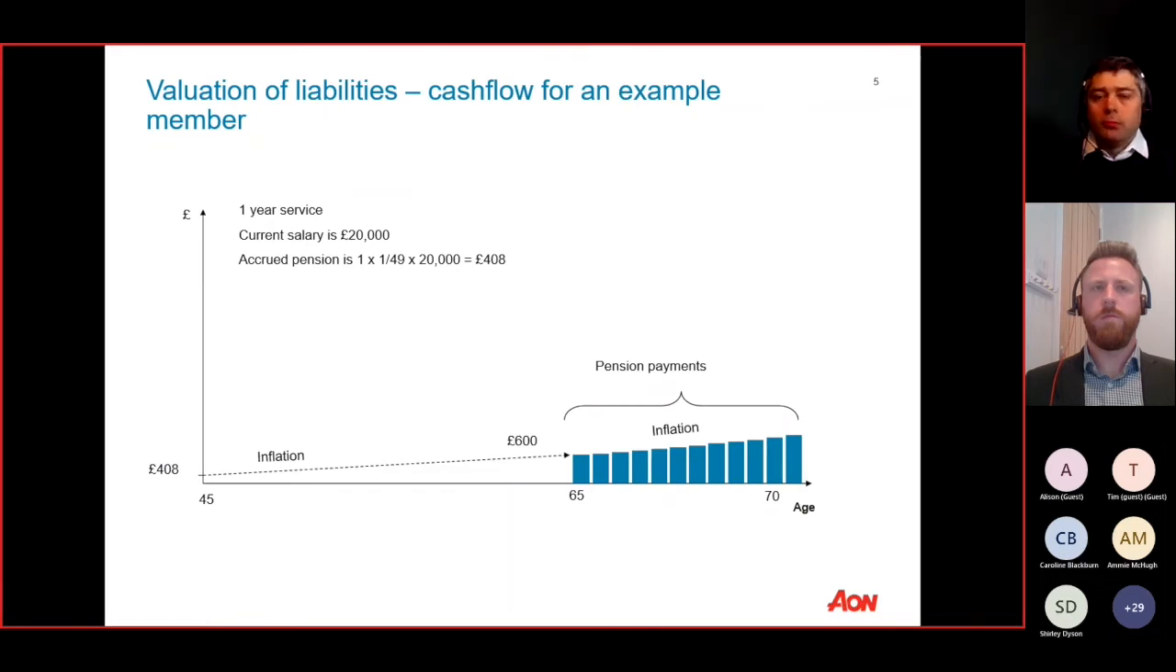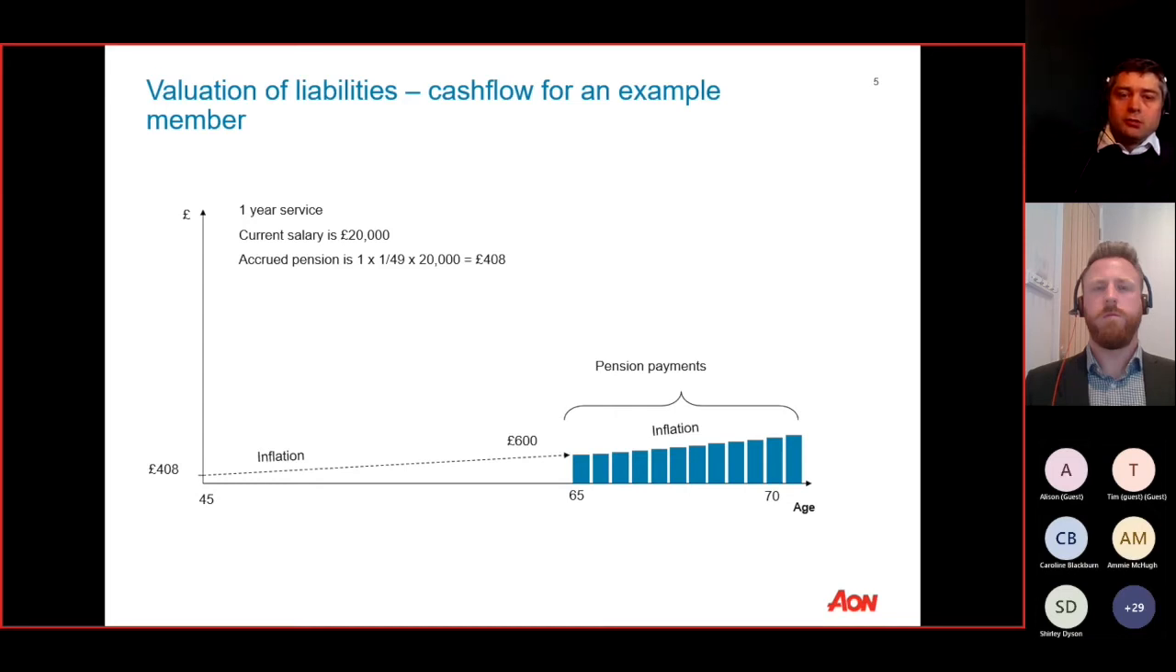Firstly, let us consider one member of the fund. If he has 1 year of service and a salary of 20,000 over the year, then he has earned a pension of 1/49 of salary, which is 408 per annum. And let's assume this is payable from age 65. So that's what you see on the slide. The pension will increase in line with inflation both before and after retirement and will be payable until the member dies, following which a spouse pension may be payable. So the chart simply shows a projected cash flow profile for this one member.